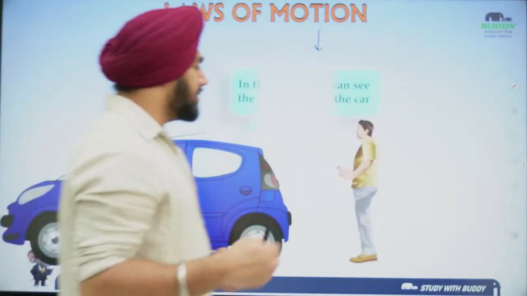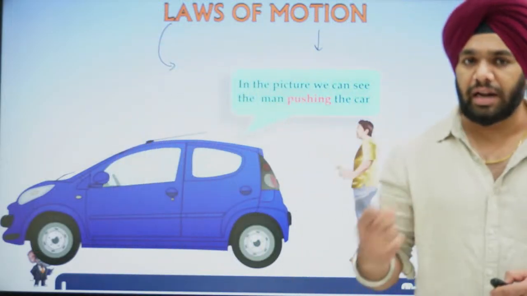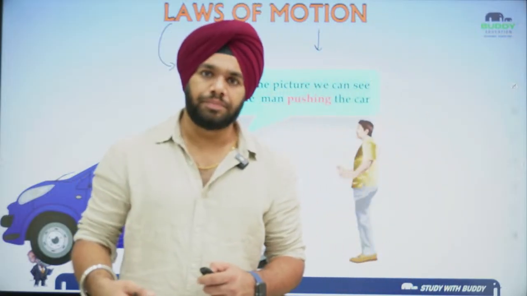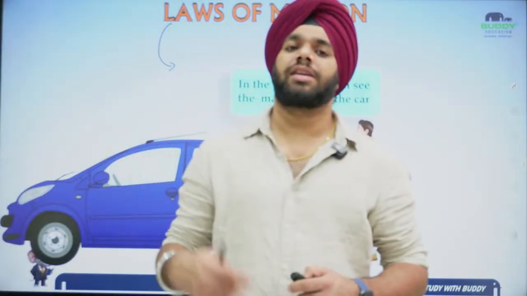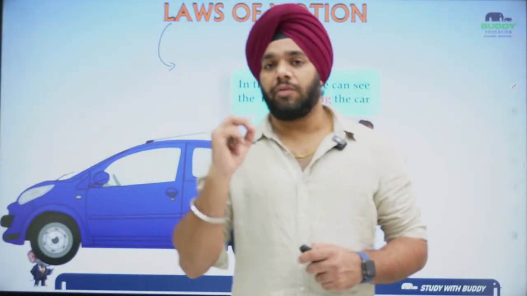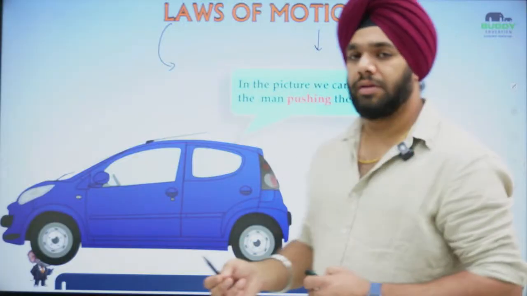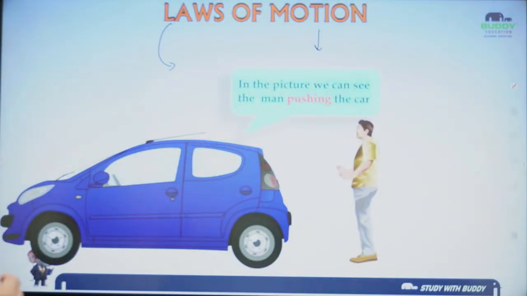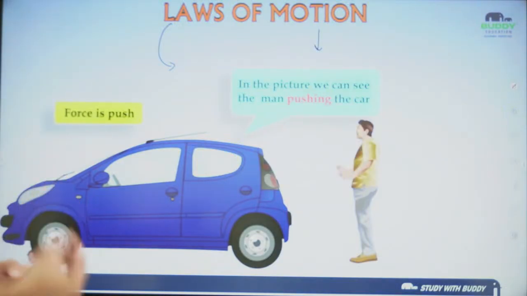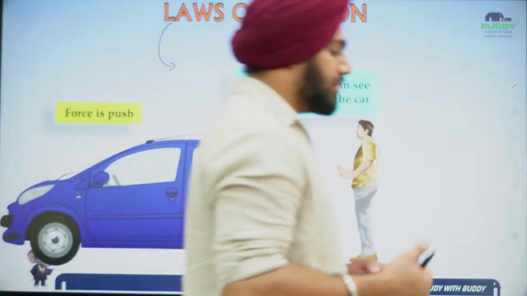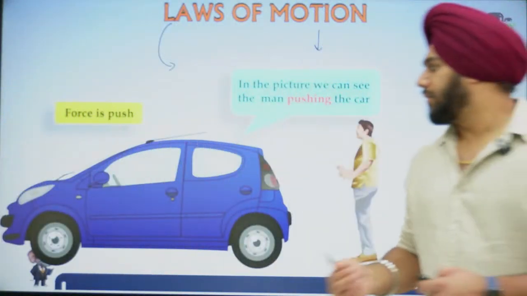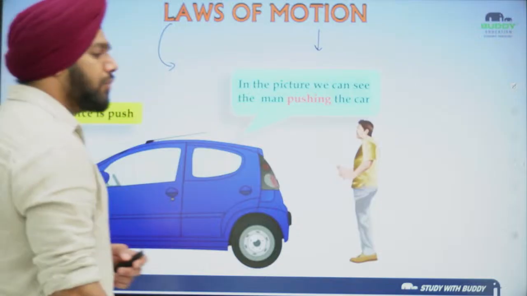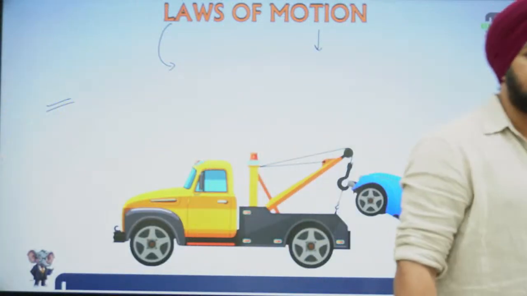That is why the car is changing its position, right? So the position of any object is changed due to some force. That force cannot be seen, but yes, the effect of the force can definitely be seen. Here also you can clearly see that the man is pushing the car, and this change in the position of the car tells us that okay, force was there and this man was basically pushing the car. So force is push.